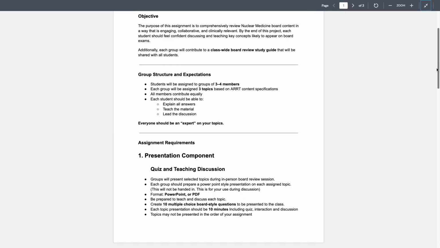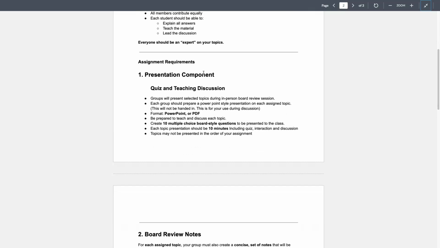So there's a couple of components here. Now, first is the presentation component. This is going to have a quiz portion and a teaching portion. So groups will present selected topics during an in-person board review session. So the 2 days that we meet, we're going to be presenting these topics to the class. So each group should prepare a PowerPoint style presentation on each assigned topic. So remember, your group's going to have 3 topics.